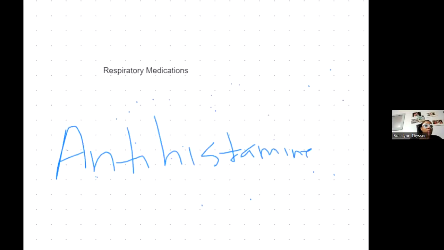Okay, so it's going to dry up those secretions. Runny nose, that sort of thing. So it's going to make us drowsy, because anytime something dries up something, what kind of side effects are we going to have? Dehydration. We have dry mouth, that sort of thing. So that's medications like Benadryl, diphenhydramine.